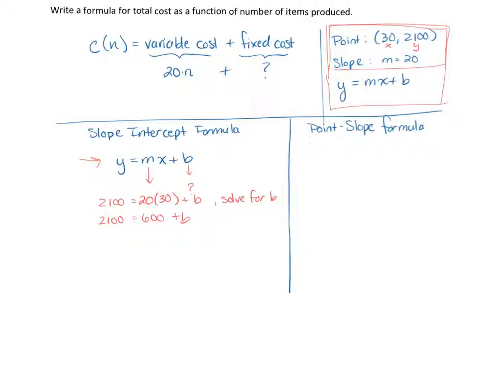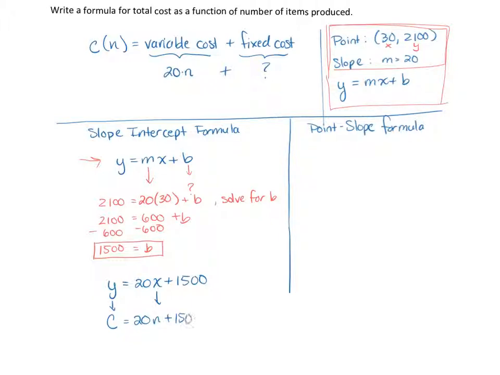Now, what are you going to do to get b? So we're going to subtract 600 from both sides. So we get 2,100 minus 600, and b is 1,500. So now that you have b, your last step is to put it all together. So now to write the equation, y is equal to 20x plus 1,500. But you want to make sure that you use the variables for this problem. So y is c and x is n.